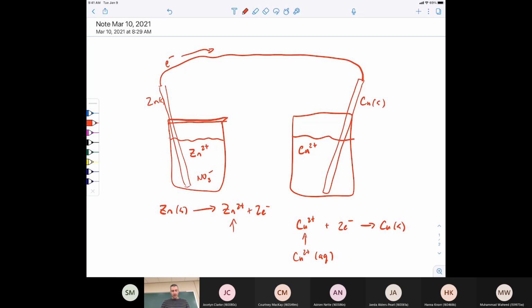So if you add those two half reactions together, the electrons will cancel. They have to, because the electrons for one half reaction come from the other half reaction. So our overall reaction would just be Zn solid plus Cu2+ (aq) goes to Zn2+ (aq) plus Cu solid. Right, so it would look like this.